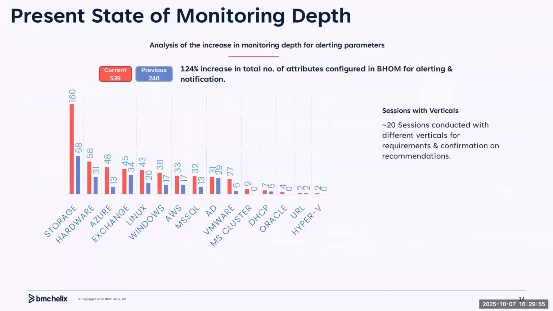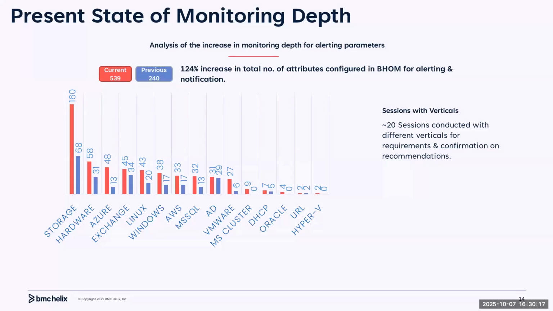And again, we looked at their monitoring depth as well. One of the things you will notice here is there were 20 different sessions that the customer conducted internally with the different verticals to get their requirements and their confirmation. And that is what helped in getting this adoption up, right? Real collaboration between those teams.